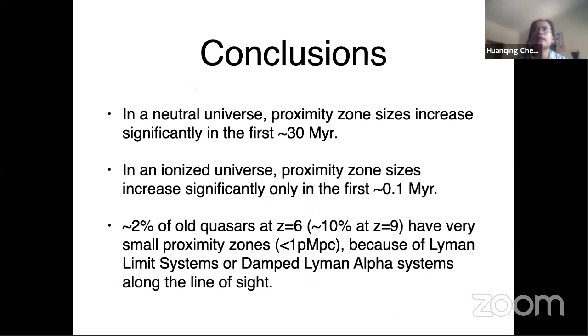So here I show my conclusions. In a neutral universe, the proximity zone size will increase significantly in the first 30 million years. But after global reionization, the proximity zone size will only significantly increase in the first 0.1 million years. In our simulation at redshift 6, 2% of the quasars have very small proximity zones, and most of it is because of a Lyman limit system or Lyman alpha system on the way. Thank you, and I'm happy to take any questions.